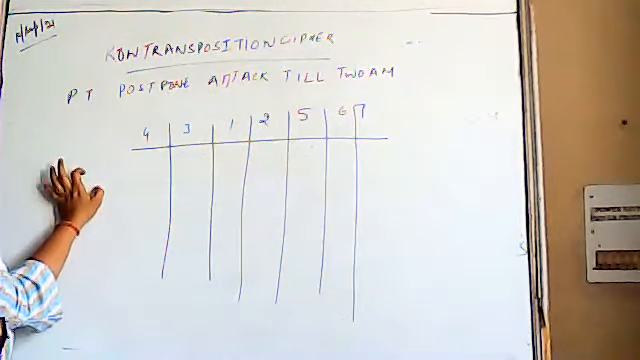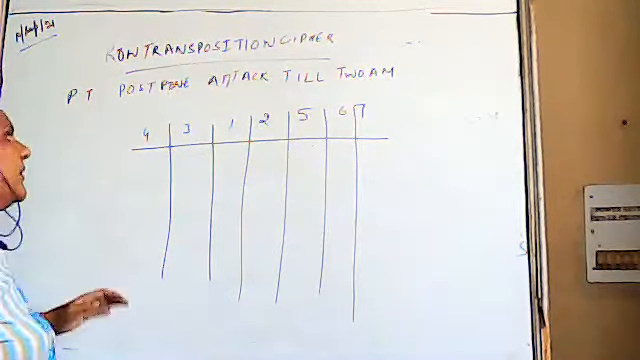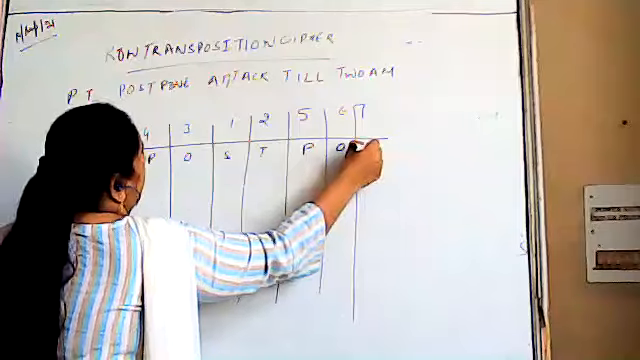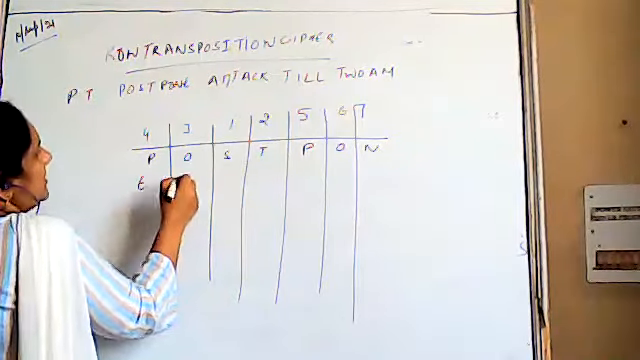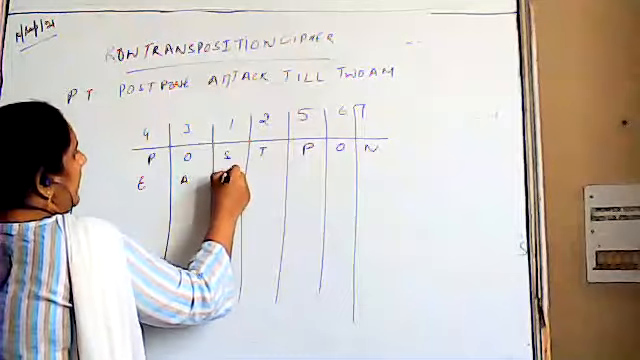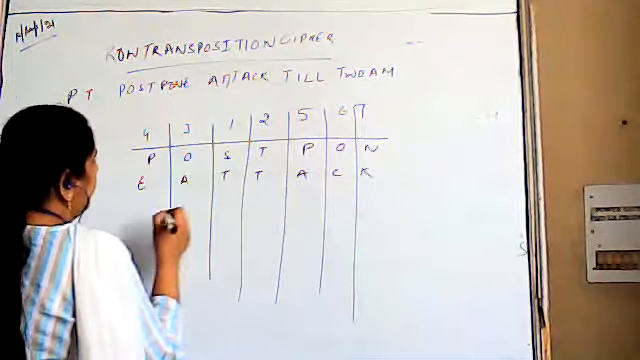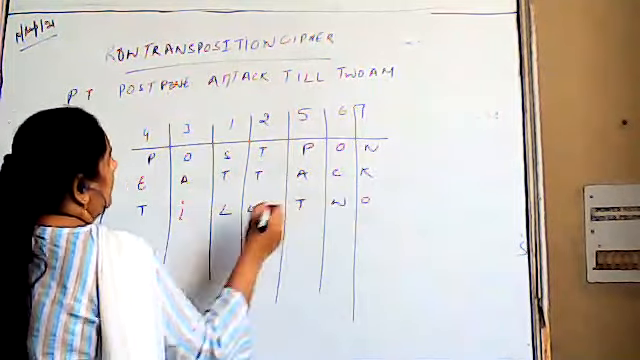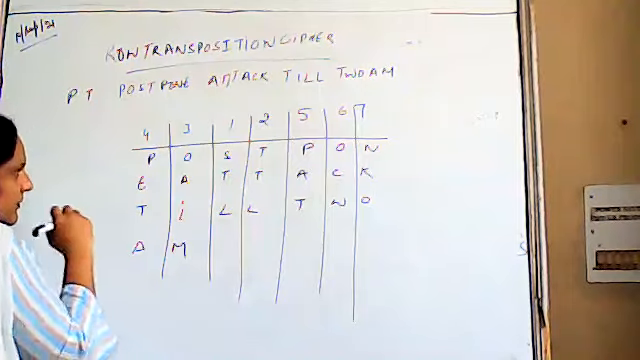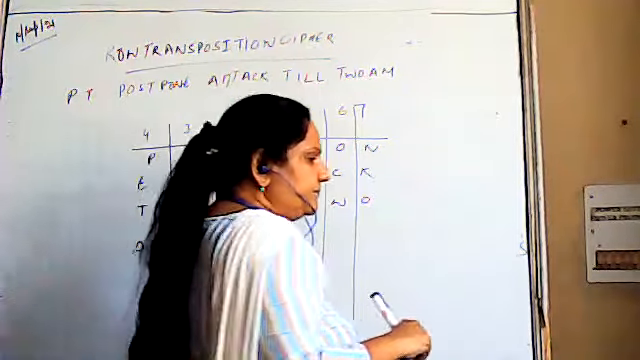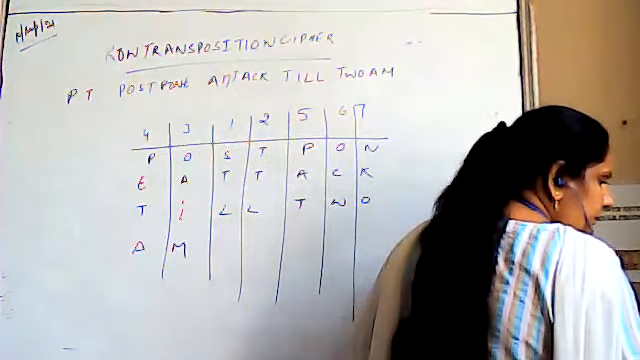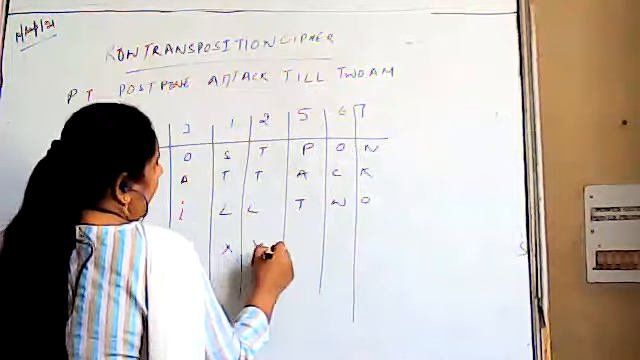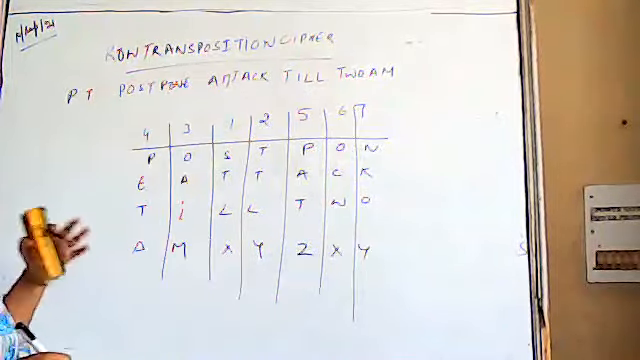We have to form the transposition cipher. So write POST, PONE, just substitute them column wise. ATTACK, TILL, 2 A.M. Now, what we will be doing, whenever you have some dummy bits, write down X, Y, Z, then X, Y. So this is how it is being done.